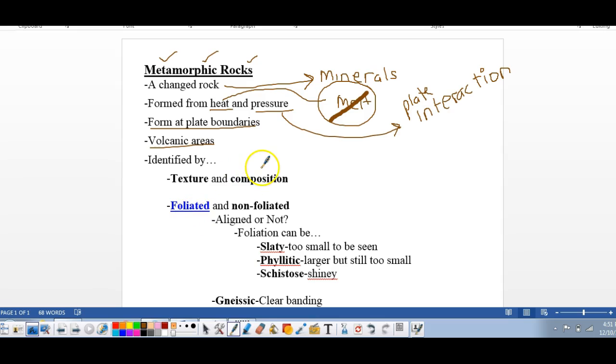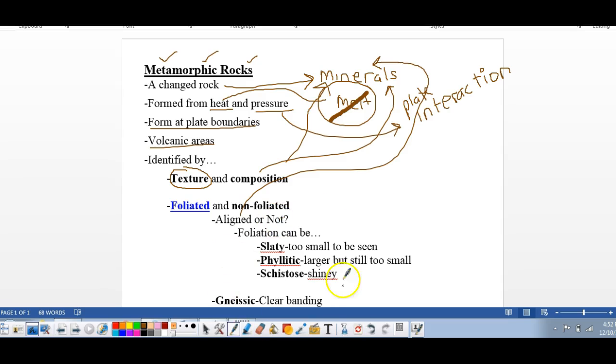Okay, if you want to identify one, you're looking for two things: texture, and if you remember from igneous rocks, we talked about texture as well, and composition, which is talking about the minerals that make it up. But here texture is something different. It's something called foliated or non-foliated, and really what that's talking about is whether something is aligned in it or not aligned. And the aligned part again are the minerals. So they get heated, not melted, and they get rearranged, and many times when they do that, they form bands, and we're going to look at that in a minute.